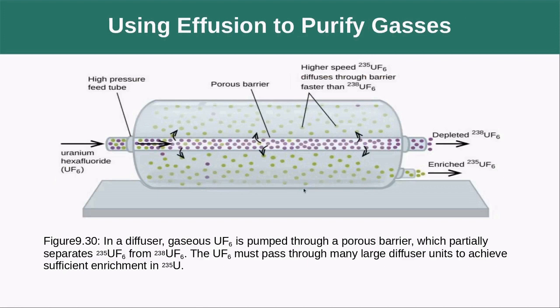And effusion is also the means by which they enrich things like uranium. In this case, we are enriching uranium hexafluoride by basically putting it into a giant centrifuge and then allowing it to spin really fast, and it goes through a selective barrier, and we wind up getting enriched uranium effusing through at a faster rate and purifying the gas.